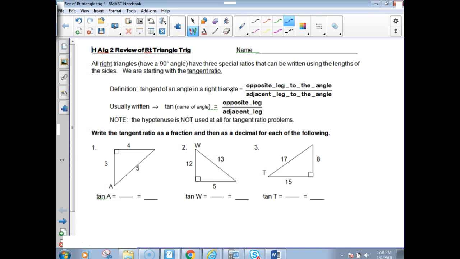Tangent of an angle in a right triangle is the opposite leg to the angle compared to the adjacent leg to the angle. It's usually written opposite leg over adjacent leg. The hypotenuse is not used for tangent ratios at all.